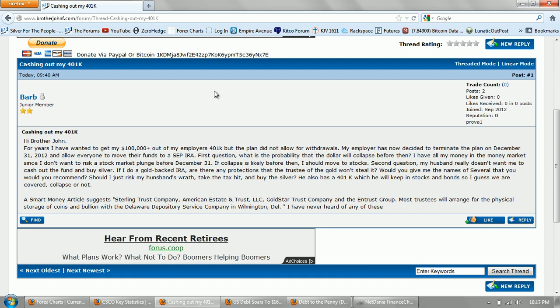Should I risk my husband's wrath, take the tax hit, buy the silver? He also has a 401k which he will keep in stocks and bonds, so I guess we're covered, collapse or not. A Smart Money article suggests Sterling Trust Company, American Estate and Trust LLC, Gold Star Trust Company, and the Entrust Group. Most trustees will arrange for the physical storage of coins and bullion with the Delaware Depository Service Company in Wilmington, Delaware. I've never heard of any of these.